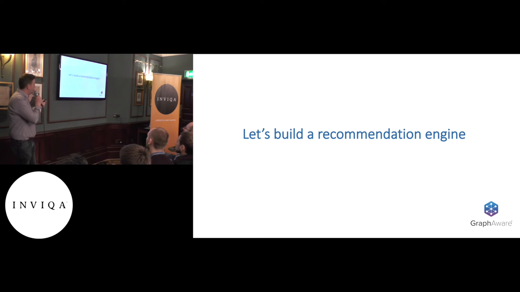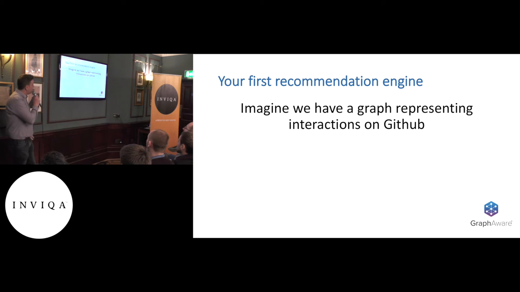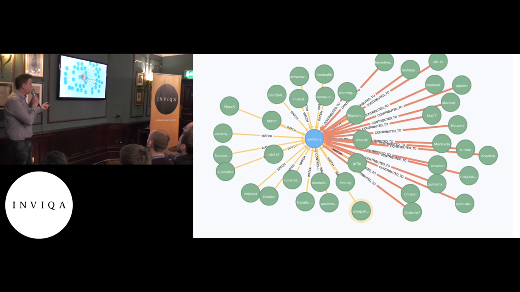So let's build one recommendation engine. I have a database which is in fact ingesting all the GitHub events from the public API into Neo4j. For example, people contributing to repositories, I track that. People following people, I track that. People watching a repository, I track that, etc. Not starring, not watching. So imagine we have a graph representing interaction with GitHub. This is a really, really small sub part of the graph.